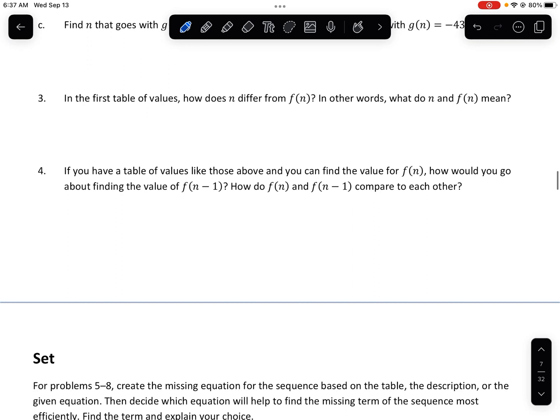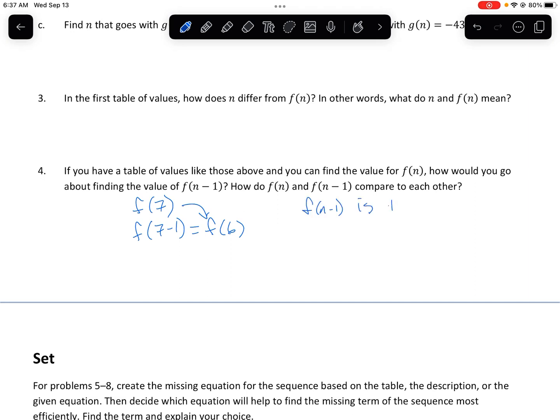I do want to mention problem 4 here. If you have a table of values like those above, and you can find the value for f of n, say f of 7, how would you go about finding the value of f of n minus 1? Let's look at that as an example. So if you have f of n, or f of 7, and you want to get f of n minus 1, that'd be 7 minus 1, which is f of 6. Well, that's just the previous term in the sequence. So f of n minus 1 is the previous term.